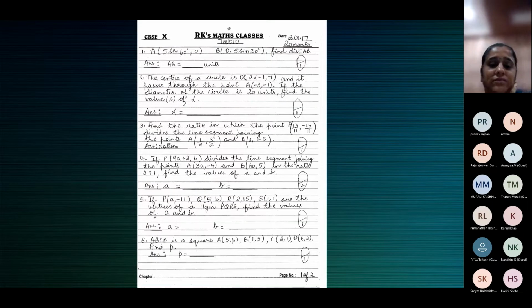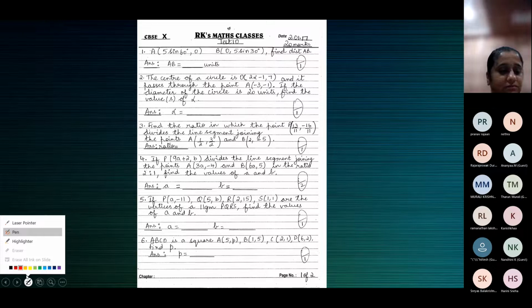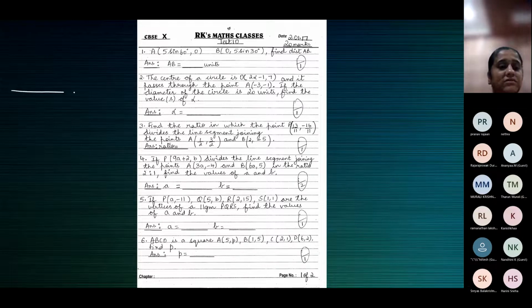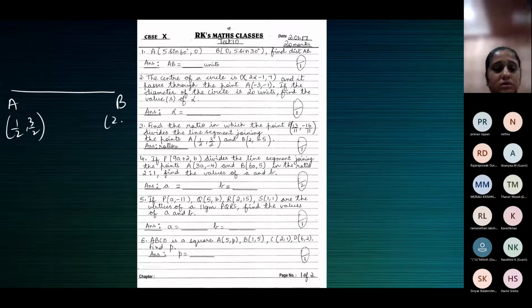Yes, children, the third one. Find the ratio. You know, to find the ratio, you have to use the x coordinate of the point of division or the y coordinate of the point of division. So please start like this. First, take a line segment. P divides AB. So A is (1/2, 3/2) and B is (2, -5). P is the point of division. Coordinates of P are (13/11, -16/11).